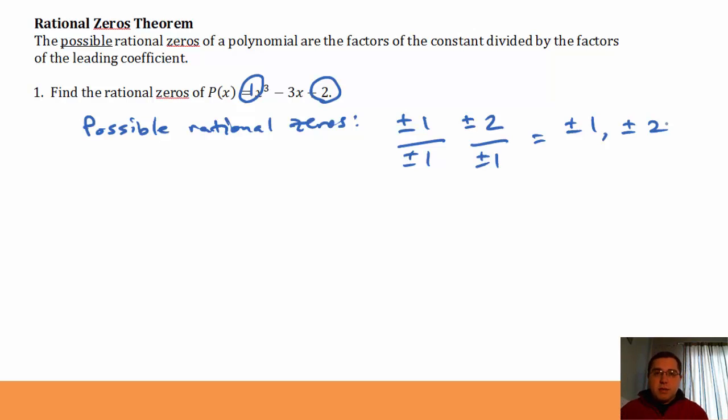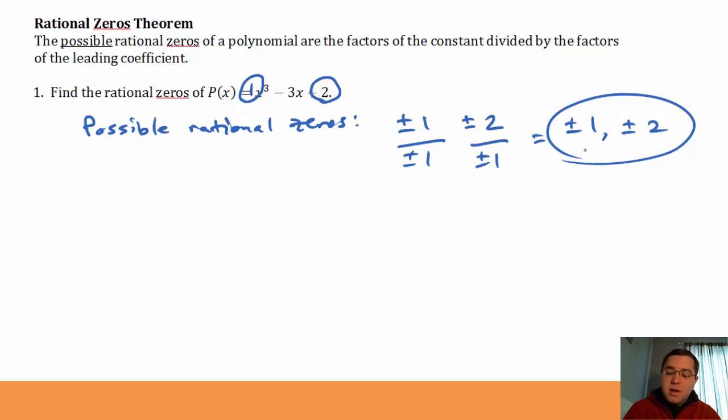So remember, a rational number is a number that can be written as a fraction. So there are potentially irrational numbers that are zeros of the polynomial. This theorem won't find those, but it will find the rational zeros. So these are the possible ones. I need to plug them in to see which ones are actually zeros. Now I can do that with synthetic division.